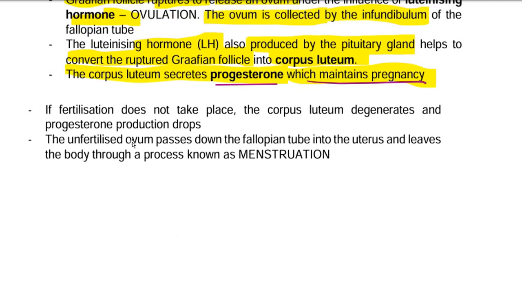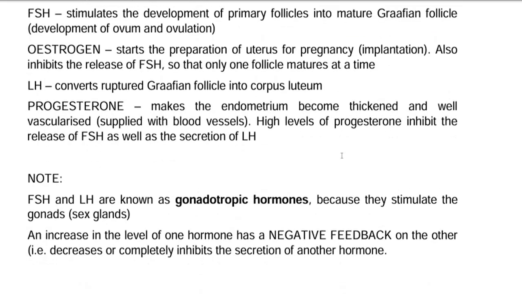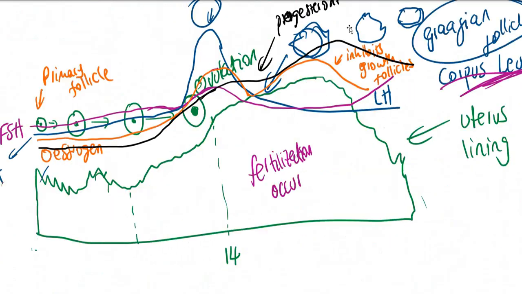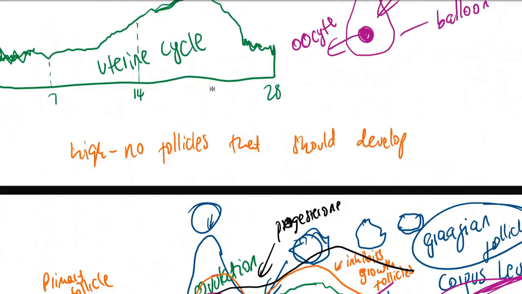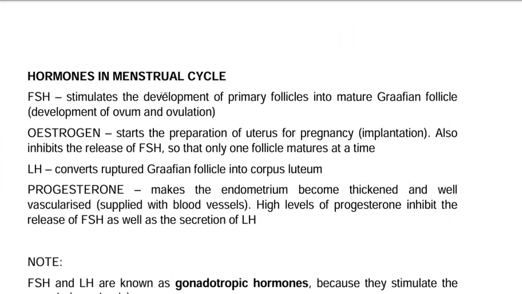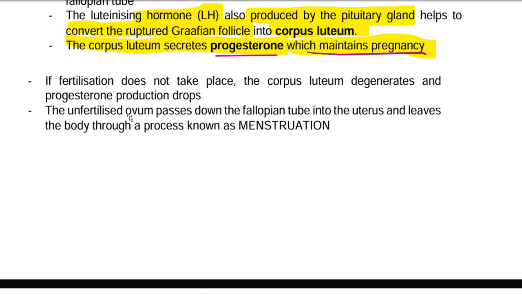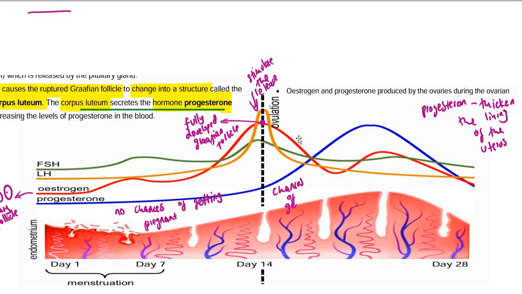So what happens if fertilization does not take place? Well, the corpus luteum will degenerate and progesterone production is going to drop. As you can see, the progesterone is going to drop. And then the unfertilized ovum passes down the fallopian tube into the uterus and leaves the body through a process known as menstruation.